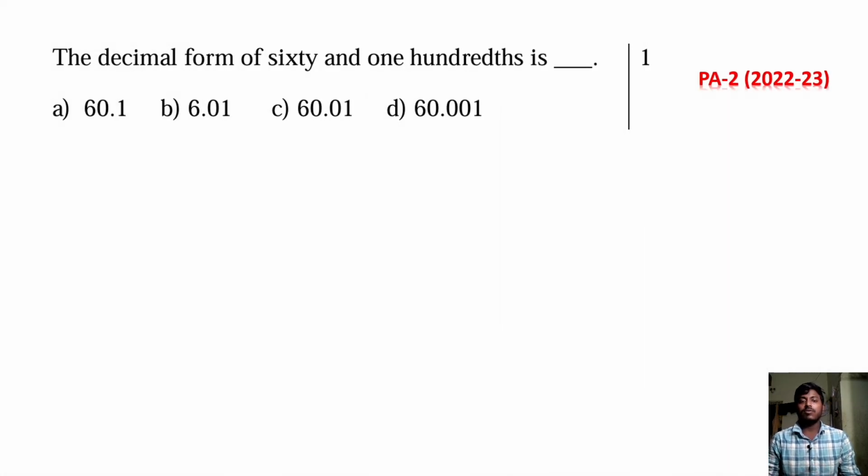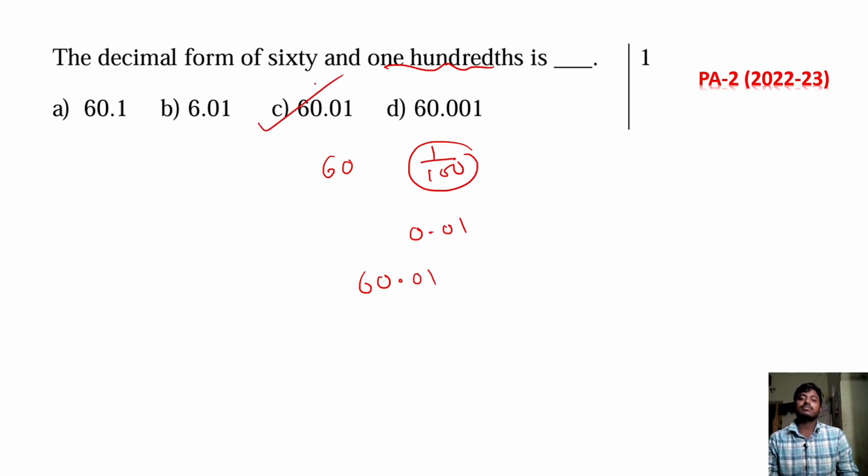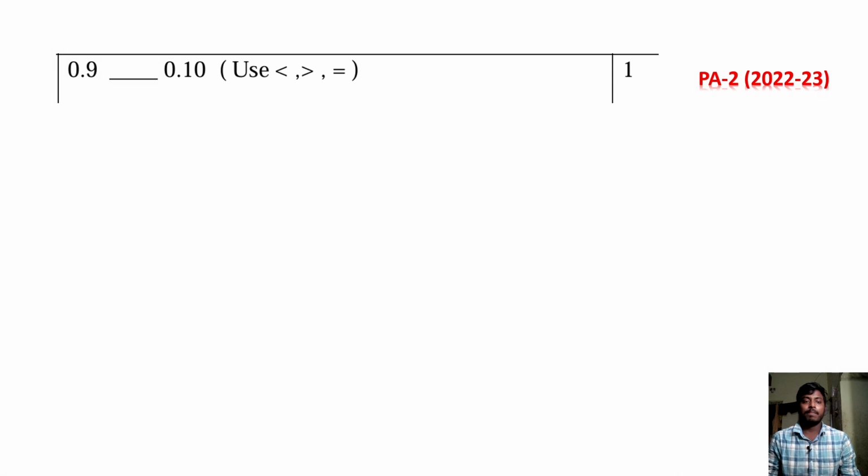The decimal form of 60 and 1/100. 60 means we can write 60. And 1/100 means 1 by 100. Now 1 by 100 we can write 0.01. That is 60.01. Option number C is the correct answer. Because the 100 position is 1. Where is the 100 position 1? This option and this option. But here only the 6 is there. That's why B is cancelled. Understand? Next question.